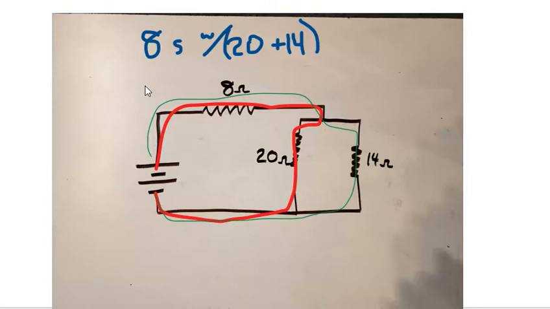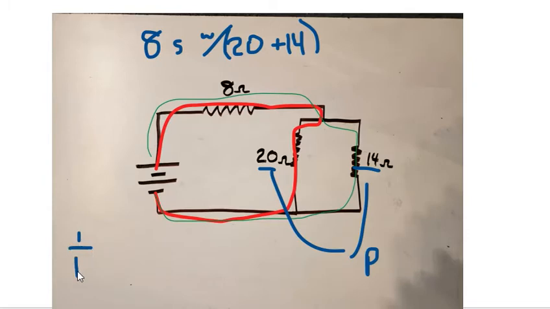So then I have to ask the question, are there any in parallel? Well, yeah, when I look at the charges that flow through the 20 ohm resistor cannot flow through the 14 because they're different paths. So the 20 and the 14, well, those two are wired up in parallel. So what I can do is 1 over 20 plus 1 over 14 equals 1 over the total resistance.